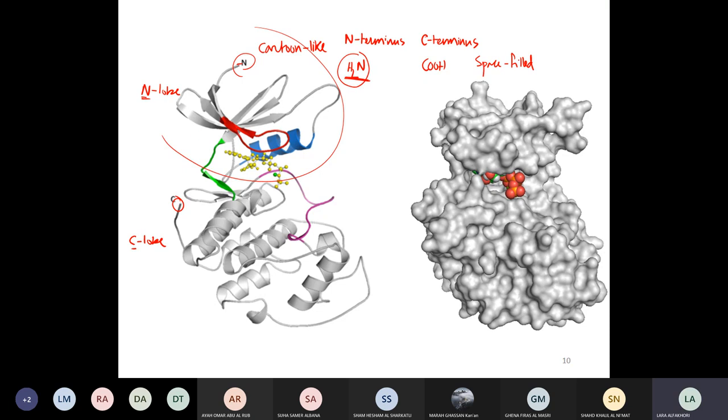Now, the N-loop and the C-loop, which is bigger? You think the C loop, okay? And if you look at the N loop, this one in here, it is composed mostly of what? Beta sheets and just one helix, the one that is highlighted in blue. We call it the C helix, okay? What about the C loop? It is composed mostly of what? Helices, okay? Now, these ones that look like ribbons, what do you think we call them?